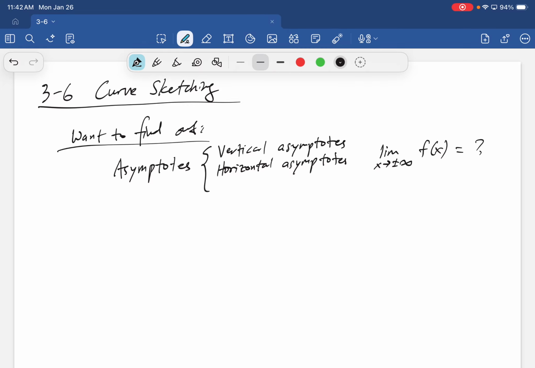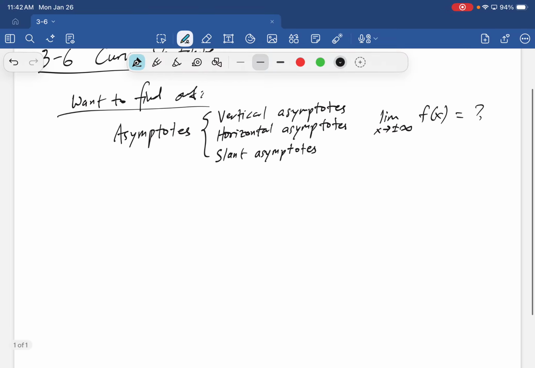All right, there's a third kind of asymptote. Those are called slant asymptotes. Have you guys heard of these? Heard about it in algebra? No? Okay, so slant asymptotes are basically when a function doesn't approach a horizontal line, but rather a slanted line. So for example, I'll give you an example.